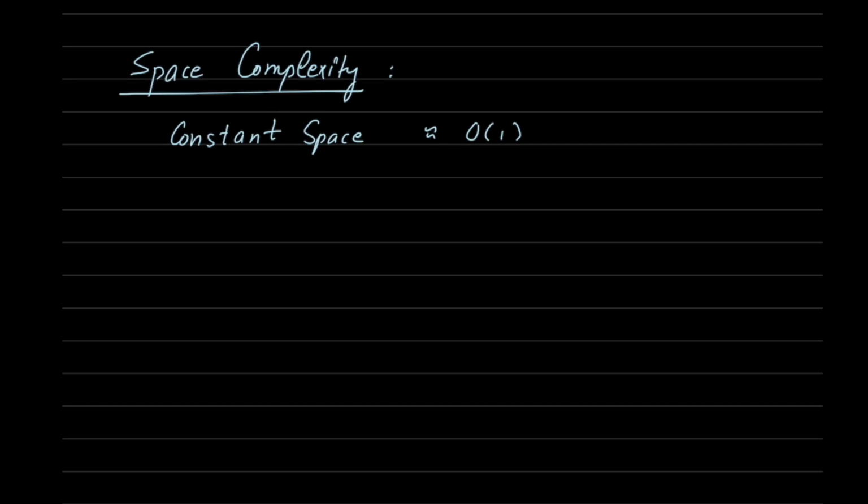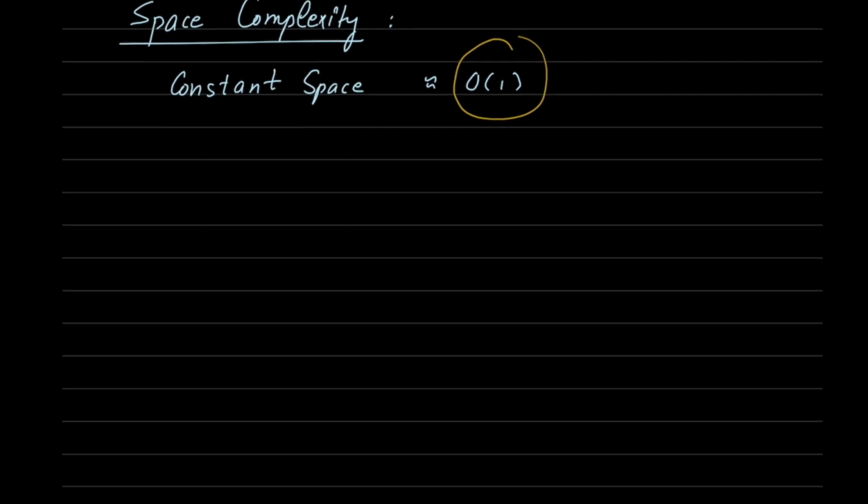Now the space complexity. We did not really use any extra variables for solving our question, so the space complexity would be constant space, which is O of 1. If we had used any extra variables or extra memory for storing the array, then we would maybe have to change the complexity, but here we did not need that.